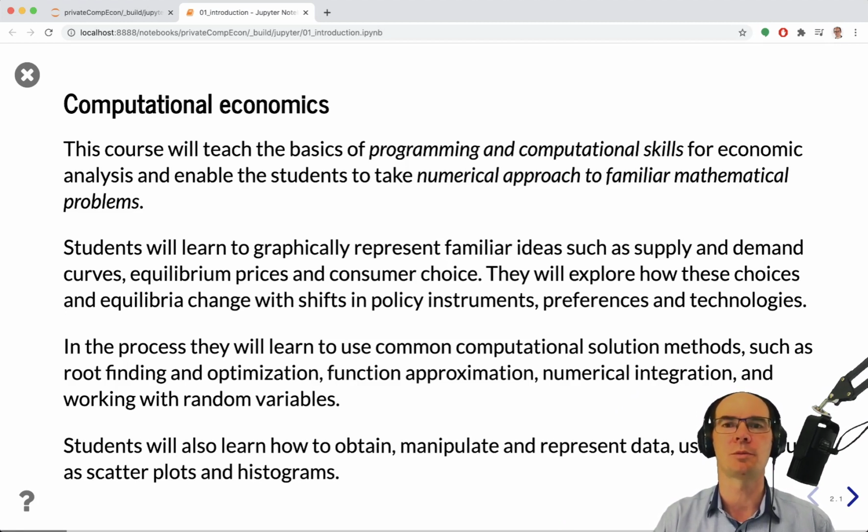In the process of working with these numerical economic models, we will also learn some standard and basic computational techniques, such as function approximation, interpolation, numerical integration, and things like that. We will look at the tools that you need to work with the data, and we'll do a little bit of data work as well.